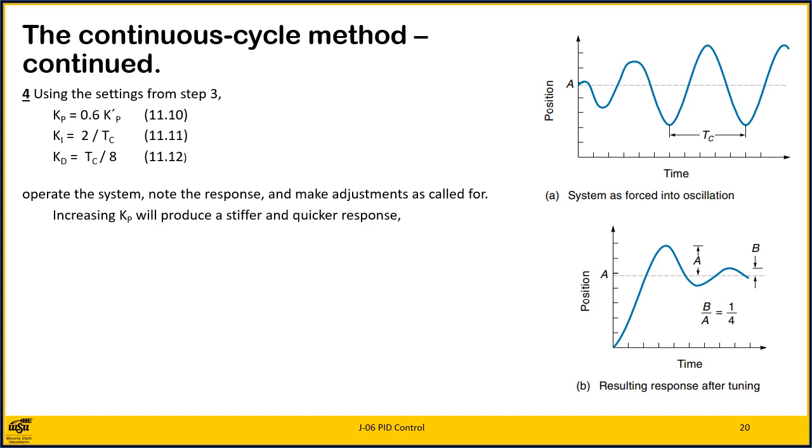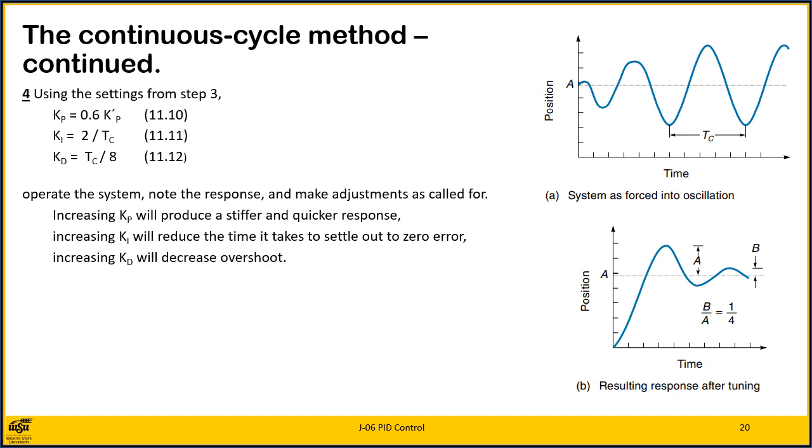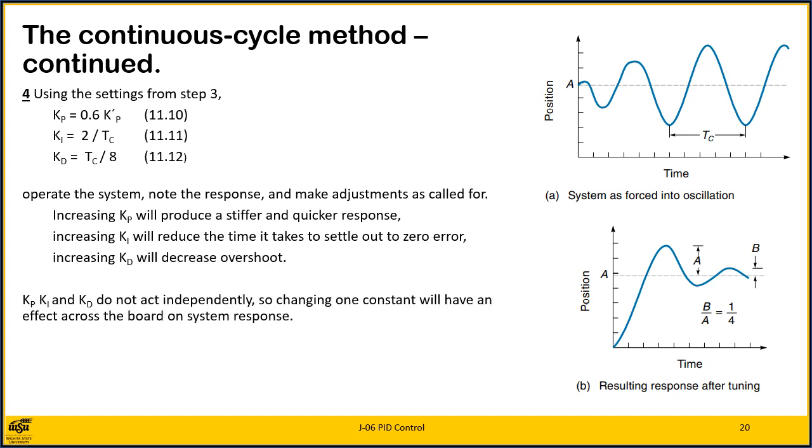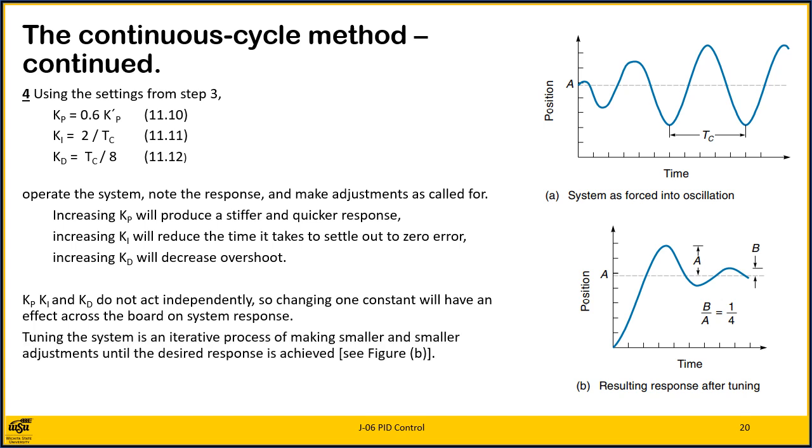Increasing Kp will produce a stiffer and quicker response. Increasing Ki will reduce the time it takes to settle out to zero error, and increasing Kd will decrease overshoot. Of course, Kp, Ki, and Kd do not act independently, so changing one constant will have an effect across the board on the system response. Tuning the system is an iterative process of making smaller and smaller adjustments until the desired response is achieved. See Figure B.